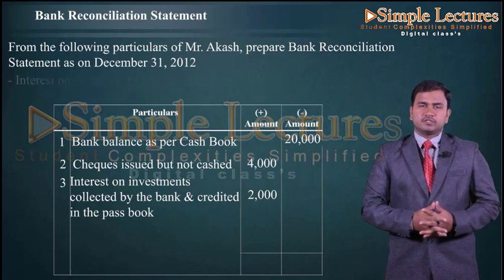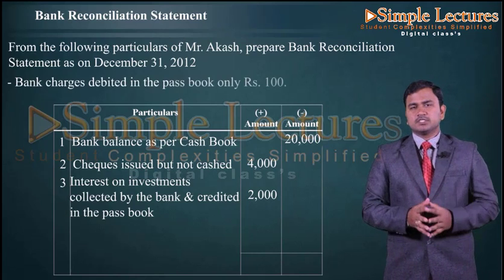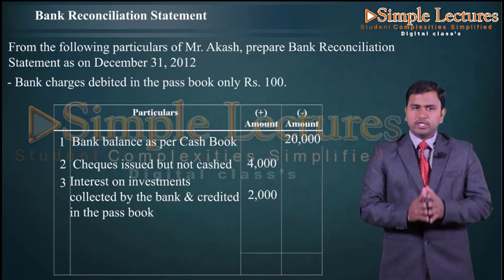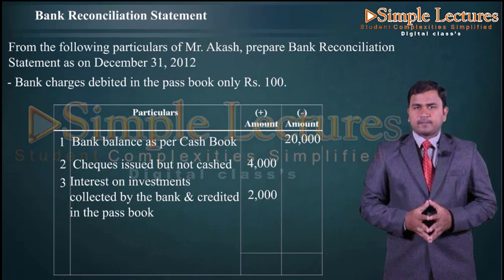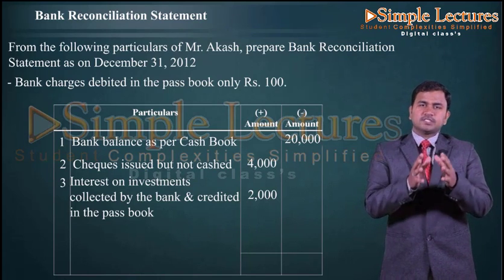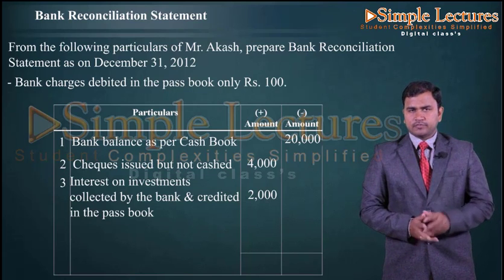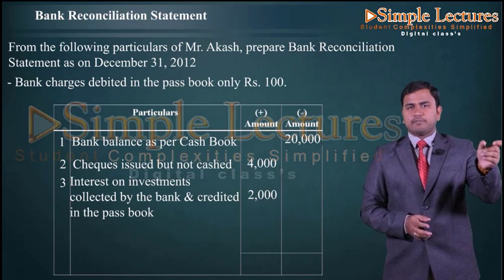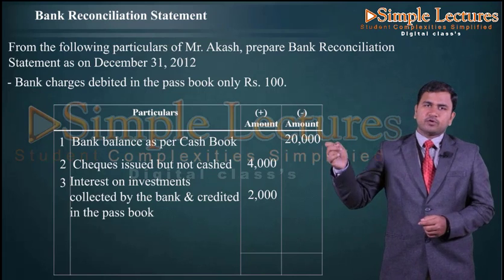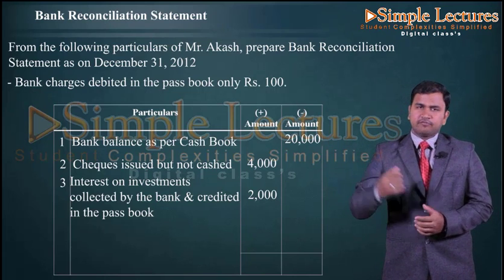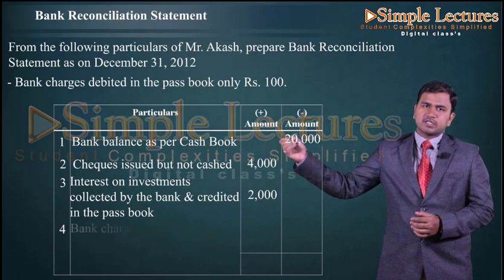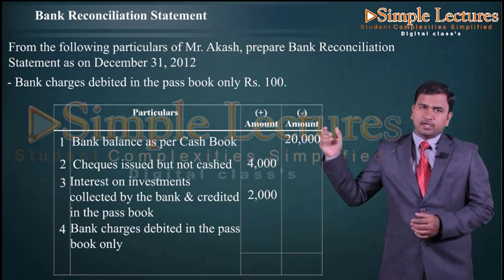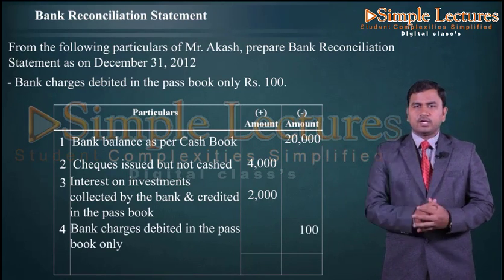Then we have the next entry, bank charges debited in the passbook only, 100. So, the bank charges have been debited only in the passbook, which means that it is deducted from the bank balance, but in the cash book we have not deducted that 100, that we have to deduct now. So, the serial number 4, bank charges debited in passbook only, in negative amount column 100.